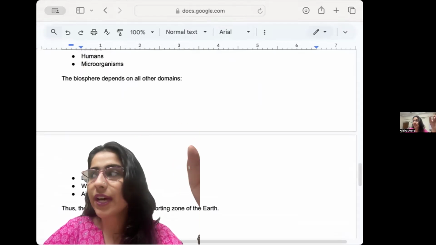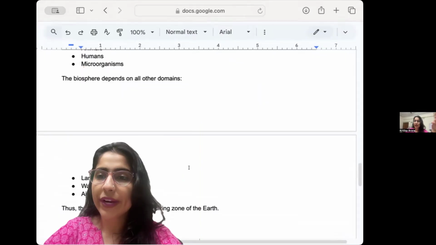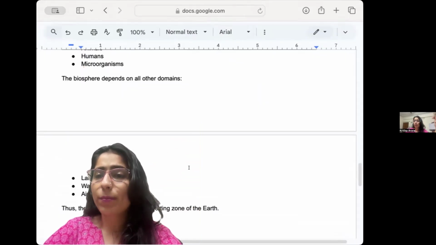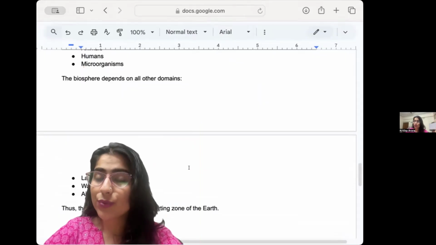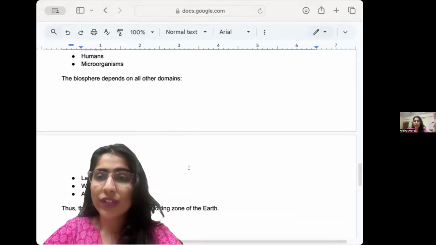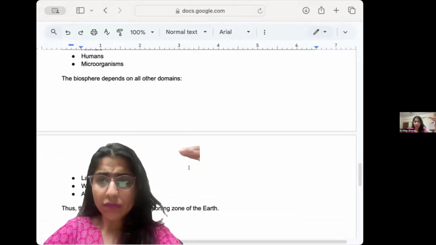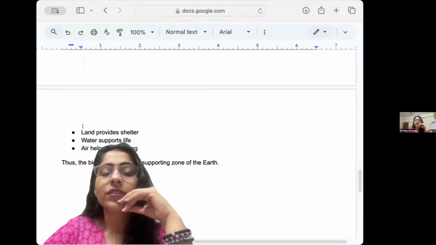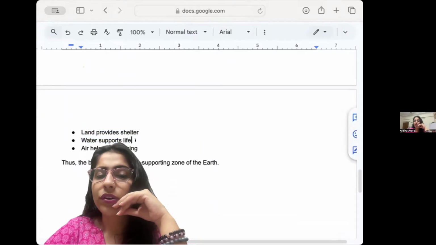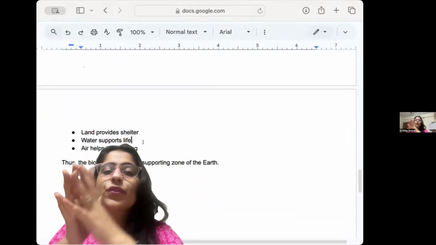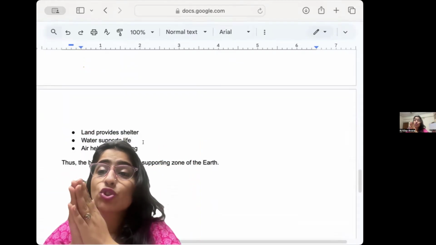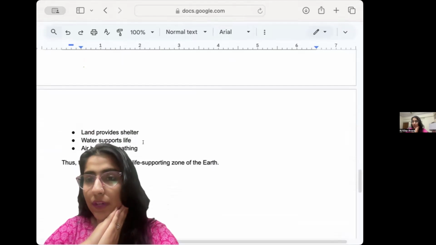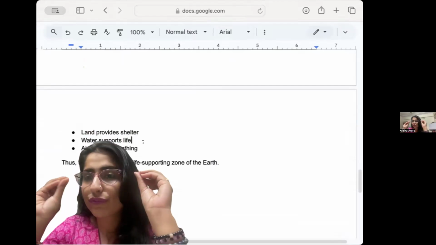Definitely we as people also belong to all the other domains, right? Living inside the house, we depend upon the water system, the air coming inside the house. Again, when we talk about the atmosphere, we depend upon the air conditioners, and on the security control system of the atmosphere, which is helping us. Then the land provides shelter to us, water is supporting that life, and air is helping us breathe. So the biosphere is nothing but the life supporting zone of the Earth. Very, very important statement: it is the life supporting zone of the Earth.